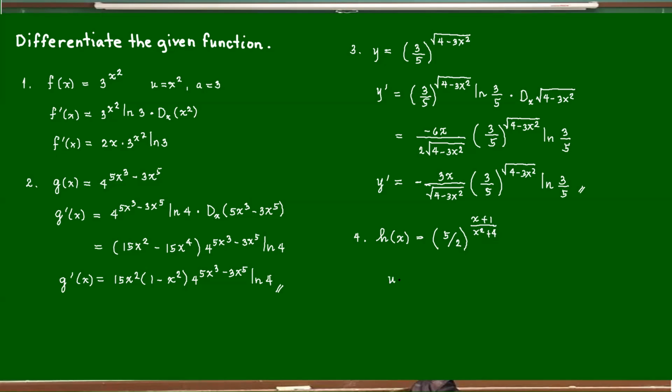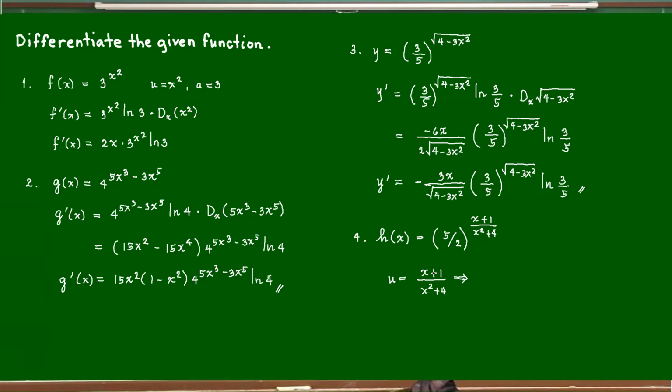So let's separate that exponent. So let u be equal to x plus 1 all over x squared plus 4. Because we are going to take the derivative of this later. So let's take first the derivative, and then just plug in this derivative that we're going to have later, okay?